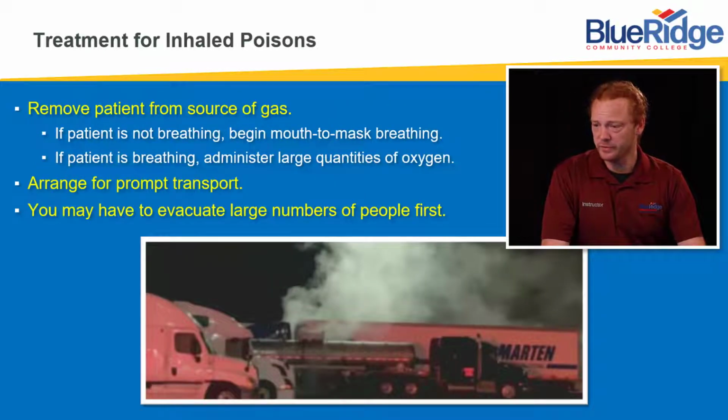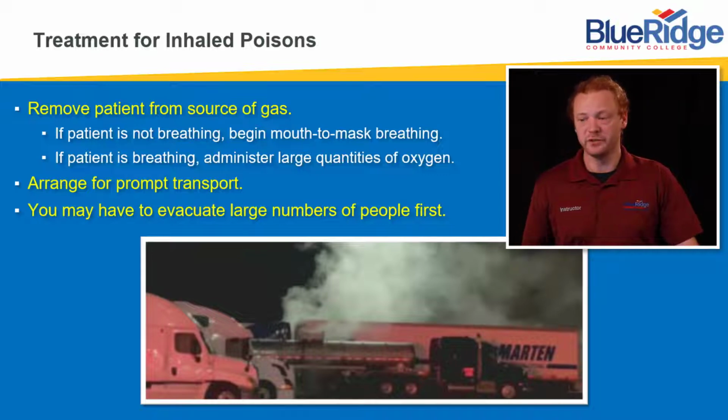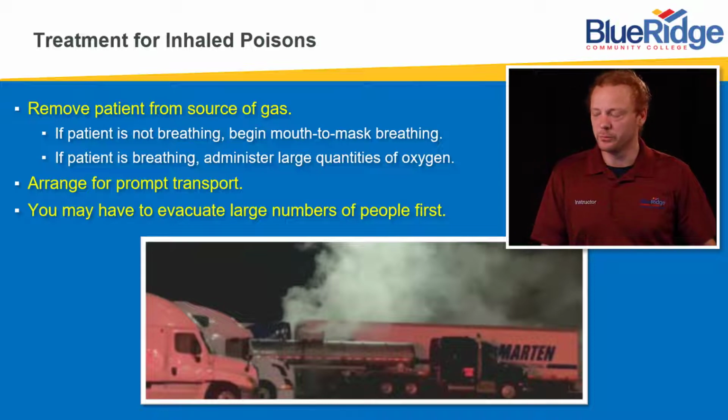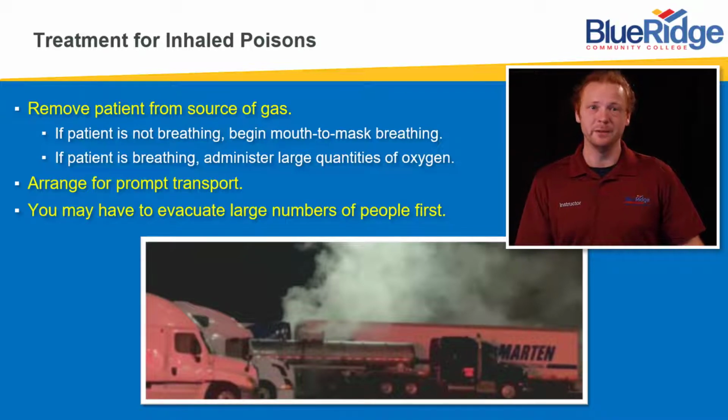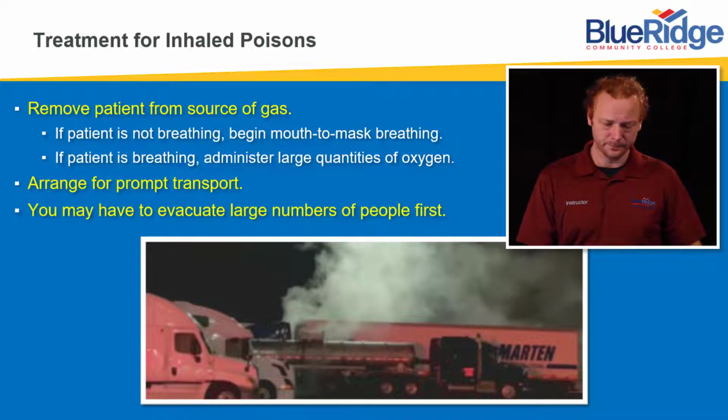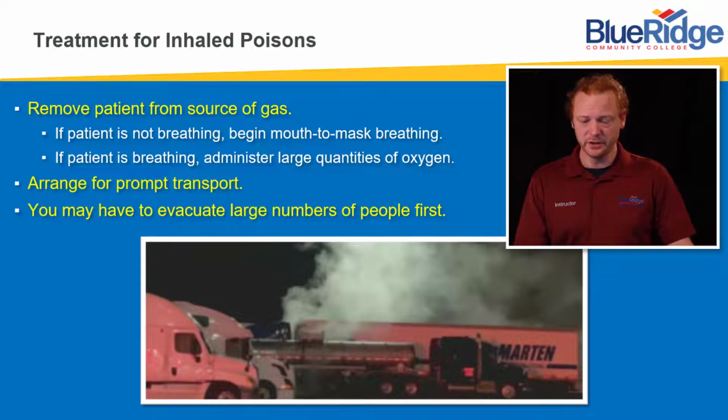Treatment of inhaled poisons: remove the patient from the source of gas and get them to a well-ventilated area. If the patient is not breathing, begin mouth-to-mask breathing. If the patient is breathing, administer large quantities of oxygen. Backing up to the mouth-to-mask, if they have inhaled a gas, it's probably better to use a bag valve mask instead of mouth-to-mask at first, if you can. And then, of course, arrange for prompt transport. You may have to evacuate large numbers of people first and implement your triage process. Once the evacuation is complete, evaluate and treat the evacuees as necessary.